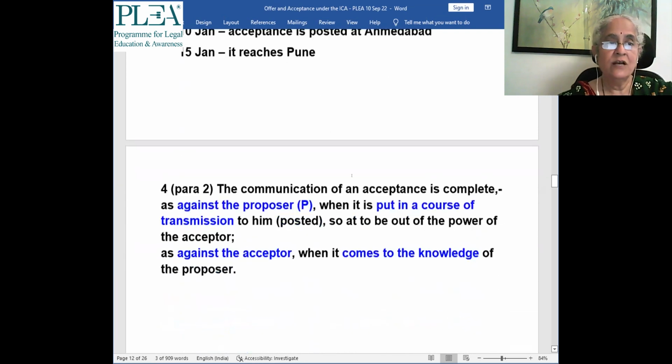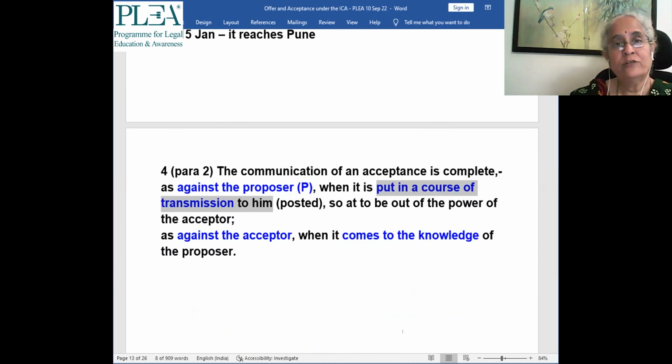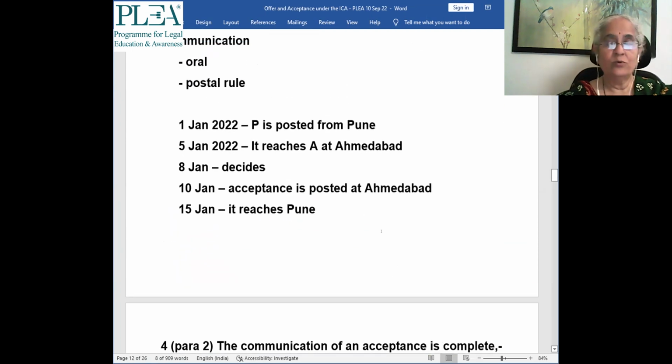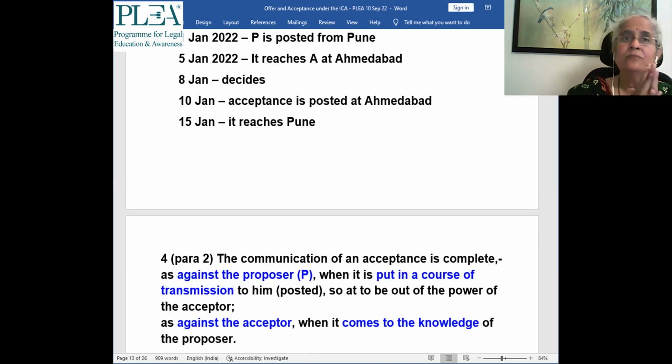What you observe is our section 4 does not use the word posted, it uses this, right? And therefore it will apply to telegrams. And I believe that it should apply to emails also, because when you send an email, when you click on the send button, it is not possible to take it back. And I believe, therefore, that to emails also, this will apply. So this is then the postal rule. If it happens on the telephone, then what? See, when it is put in a course of transmission, so you utter words on the phone and you can't take them back, right? They have gone. So do we apply the postal rule to this?